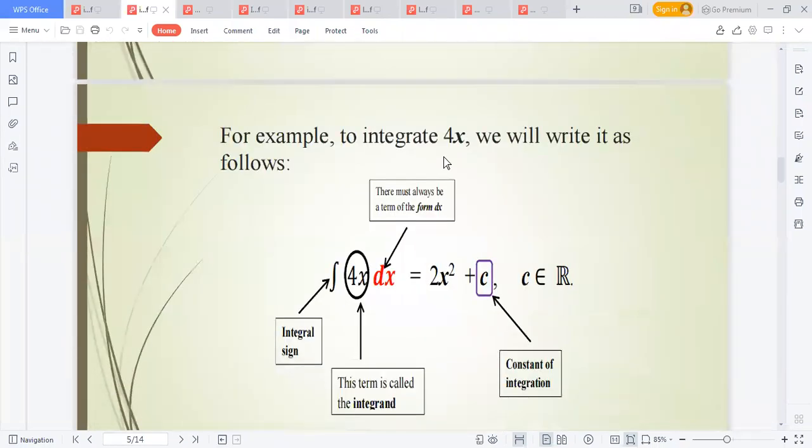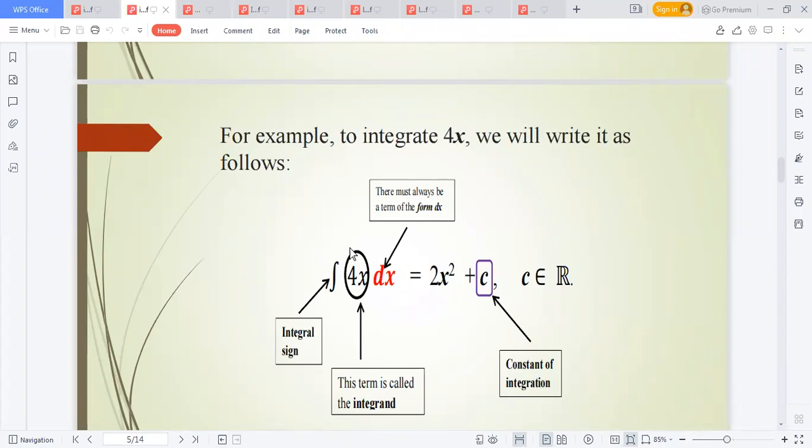For example, suppose we have to integrate 4x. 4 is the constant and x is the variable. There must always be a term of the form dx. When the integral sign is present, then this dx will be present. This means integration of 4x with respect to x. This 4x is called the integrand.